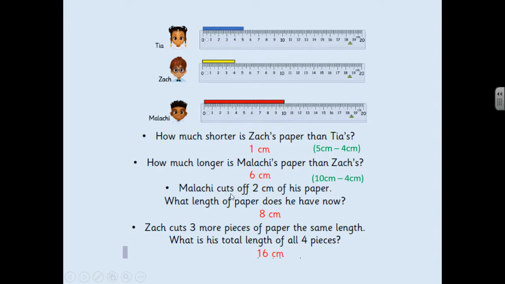Now Malachi cuts off 2 centimeters of his paper, so his paper is 10 centimeters. If he cuts off 2 centimeters, which is 10 minus 2 centimeters, it gives you 8 centimeters. Now Zach cut 3 more pieces of paper the same length. What is his total length of all 4 strips? So we know that one of the strips is 4 centimeters, and you times it by 4 and it gives you 16 centimeters there.